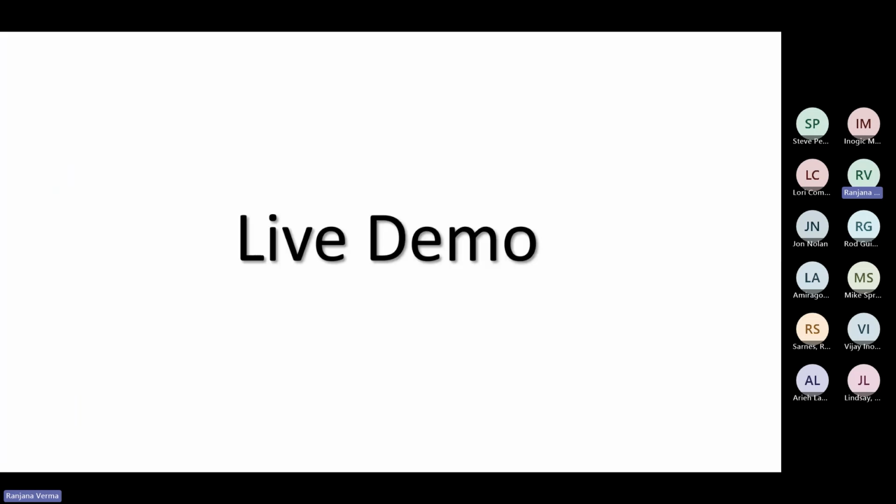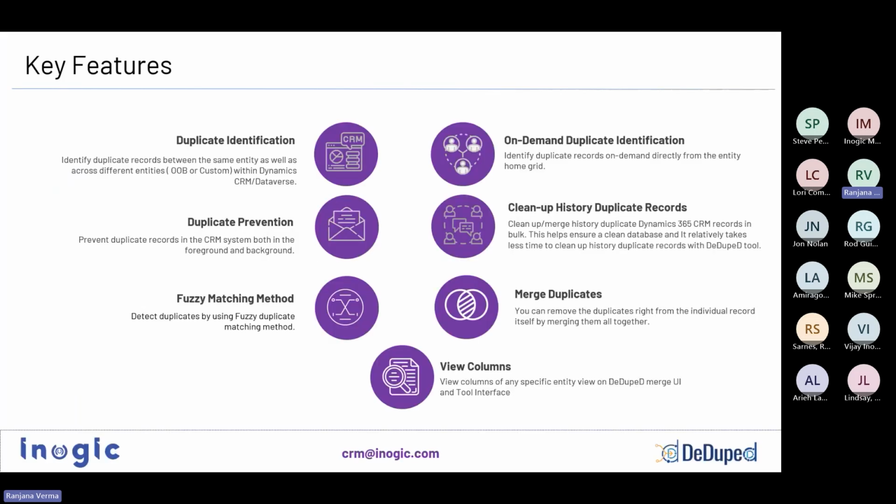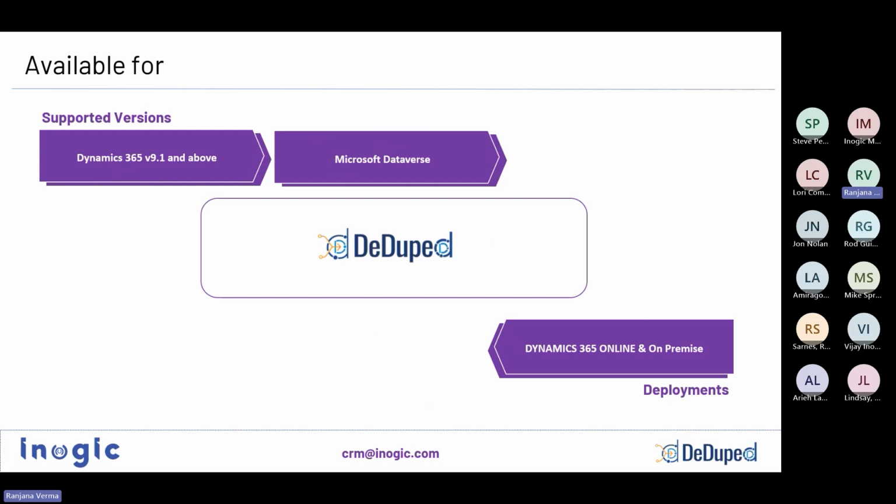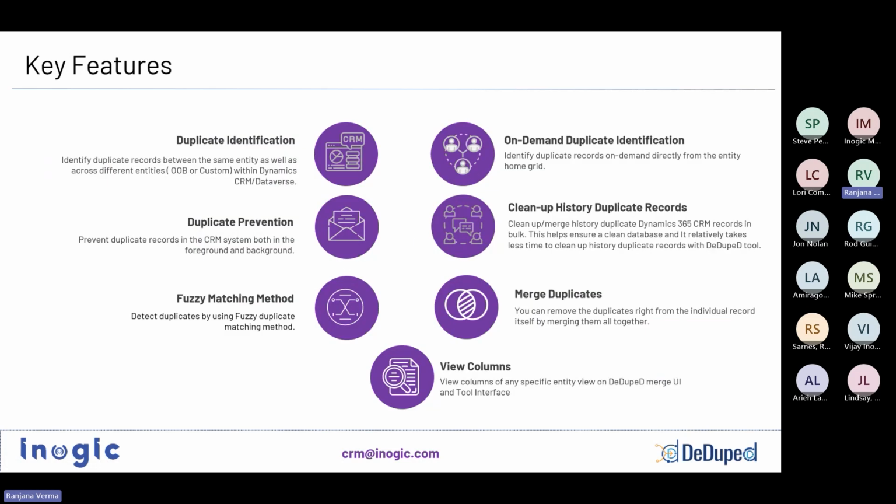As a next step, let's see all the key features that we have discussed so far. Just a summarization. You see that duplicate identification on demand and then the form notification, both of them were present. If you want to merge them, you can merge them through the UI itself. If you want to clear up your historical data, you can do that as well. And then preventing the duplication from foreground as well as background is also there. And then we have something new, that is the fuzzy match. I have showed you how it is. So these were all the features that we discussed today.